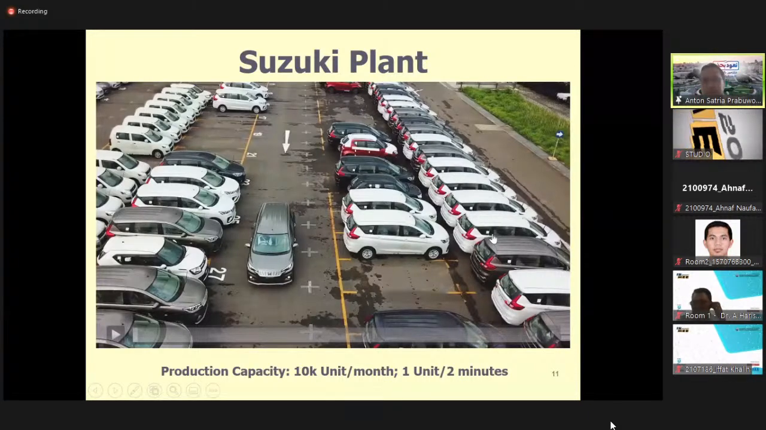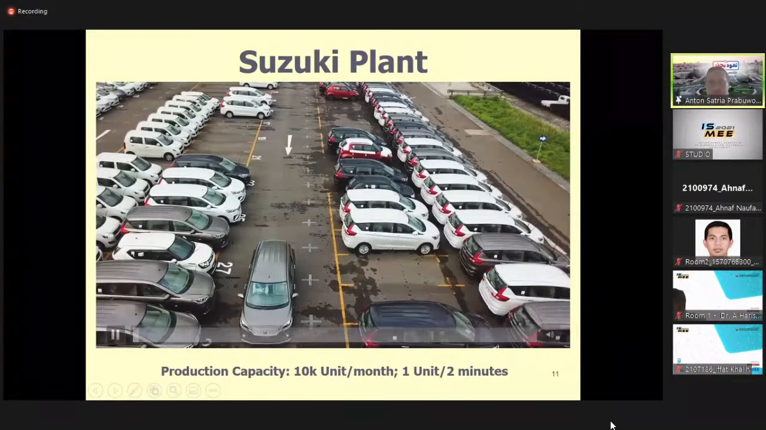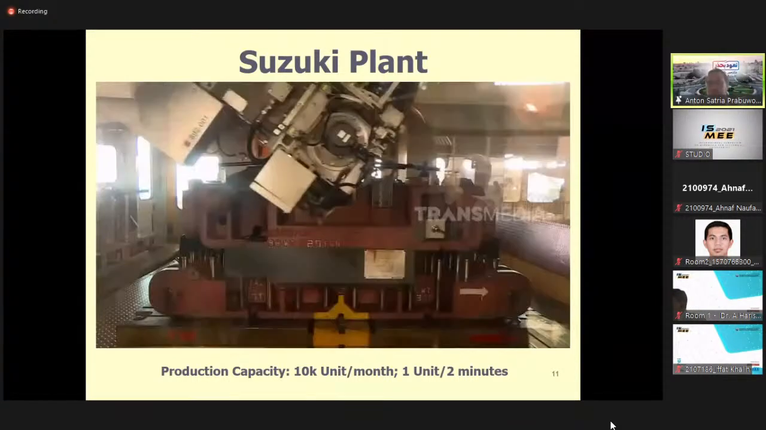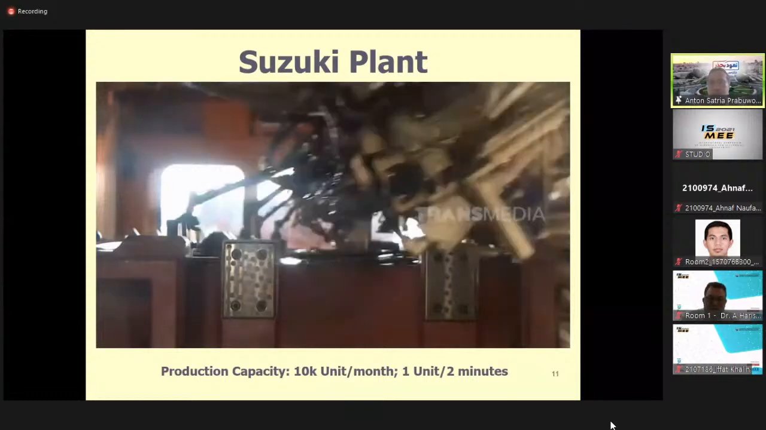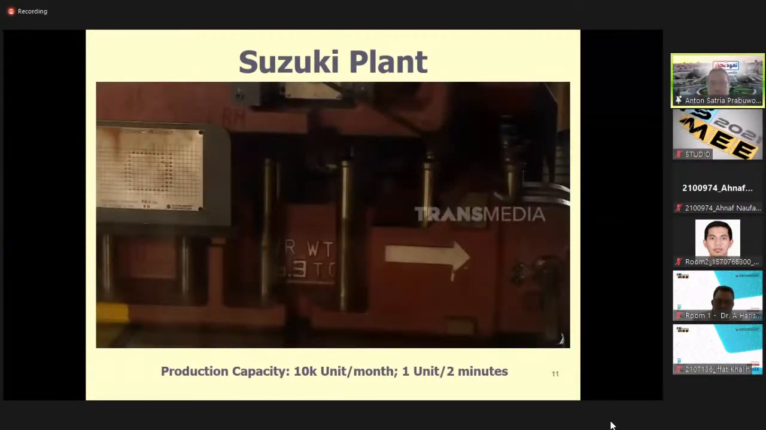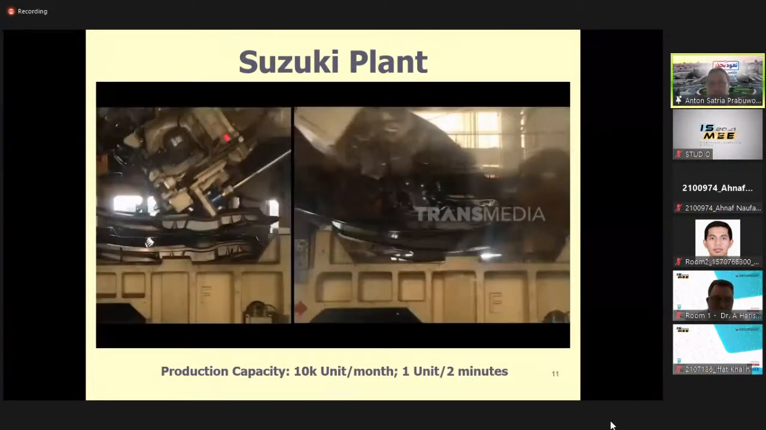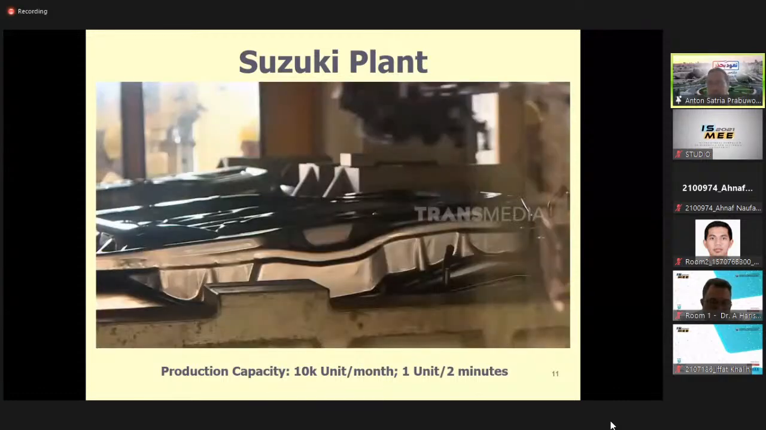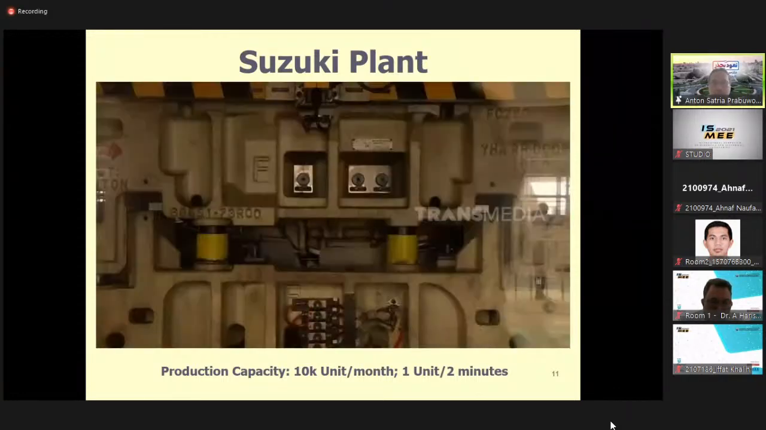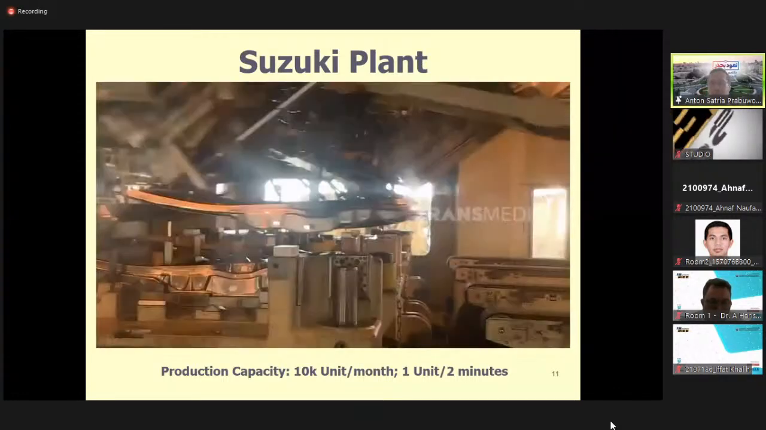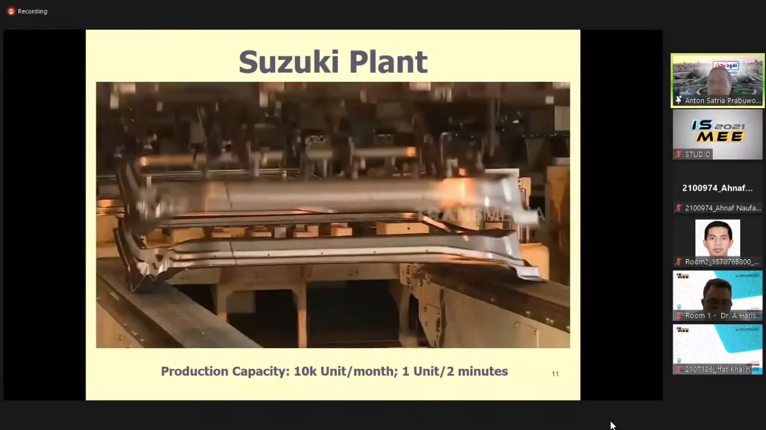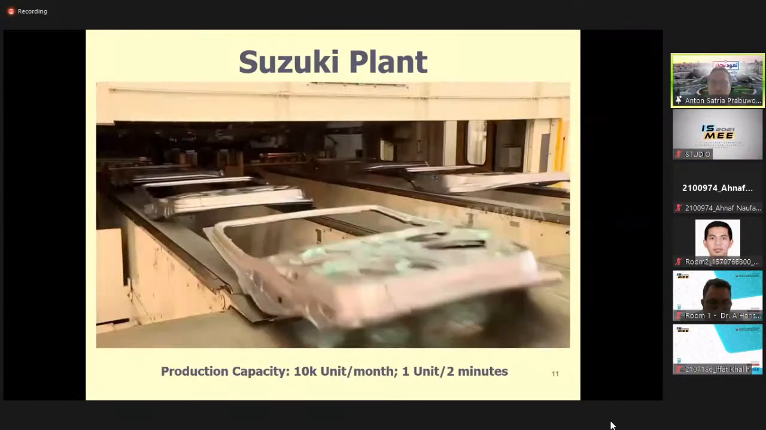So this is the process of the automotive industry from the beginning, starting from the components, and then proceeding to the assembly, and after that the final inspection before proceeding to distribution into the market.